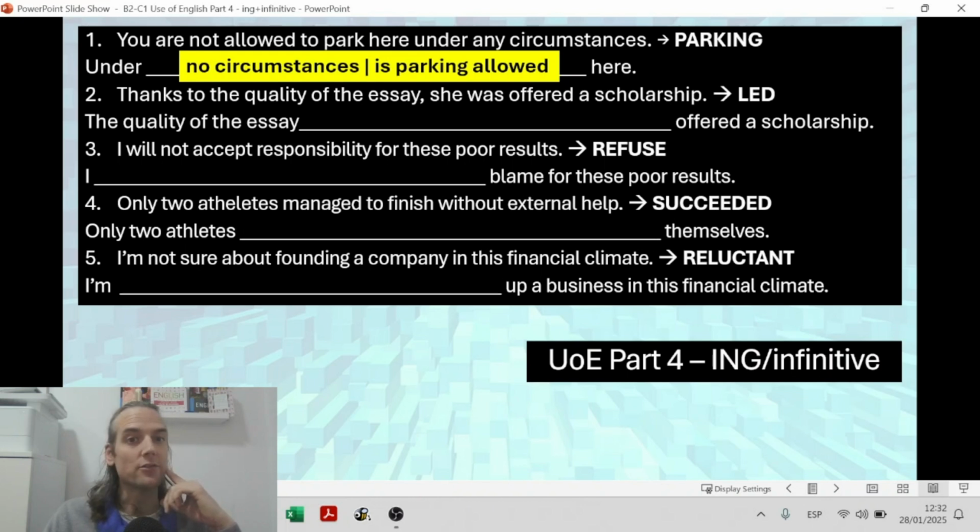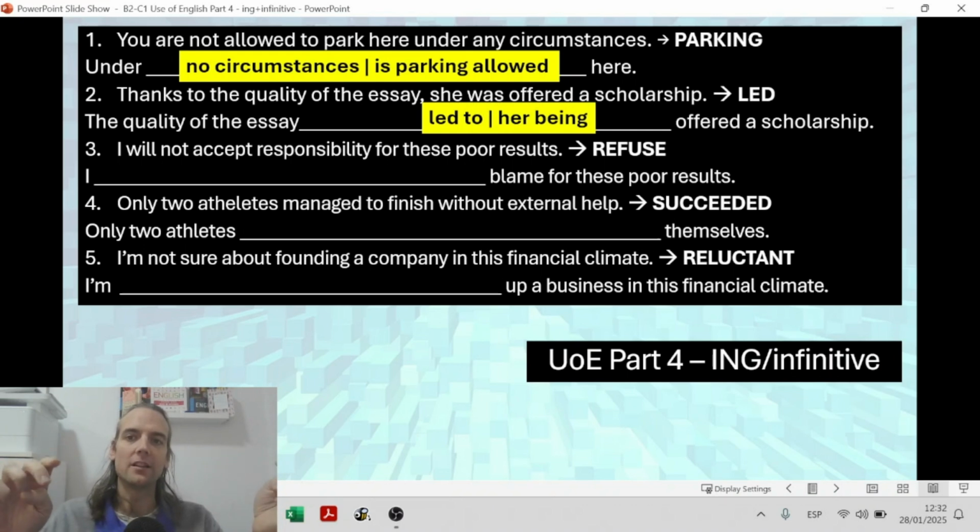Number 2, another little tricky one. This led to something happening. We're going to need the -ing because it's a preposition, lead to. The quality of the essay led to her being offered a scholarship. And it's also a little bit passive, isn't it? She was offered. This led to her being offered. That's a tricky one. But I've seen it on C1 exams, so we should be working at that level.